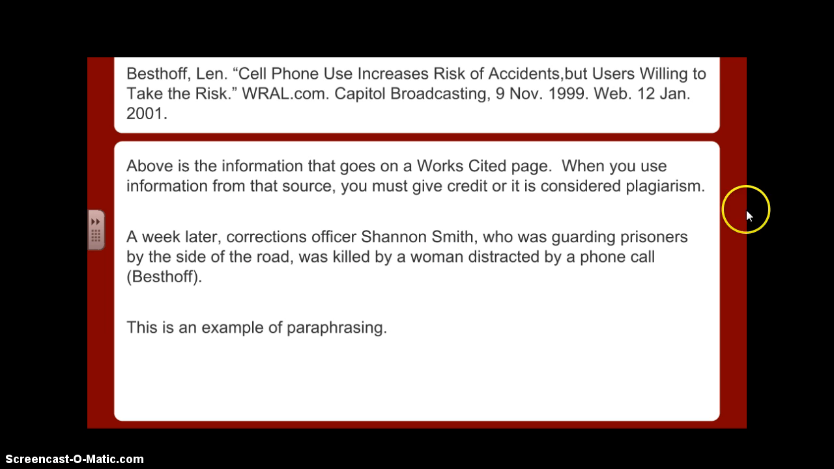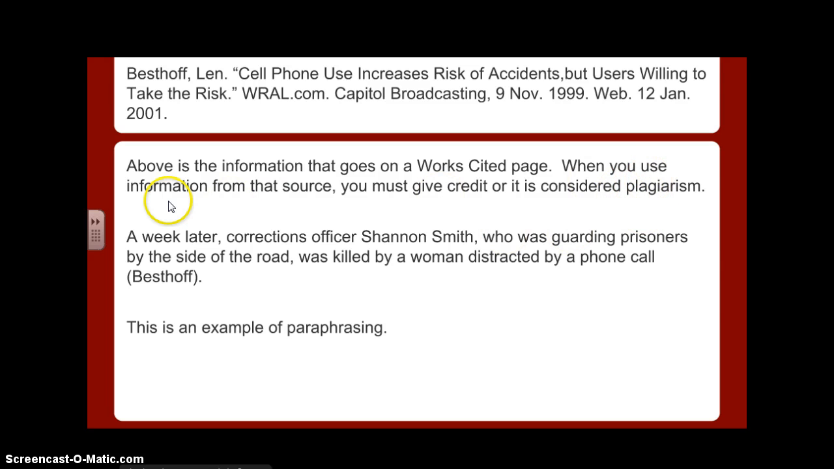Okay, so first, this is the information up here that you would have on your works cited page. What's incorrect about it is that this should be double spaced, and then these two lines would be indented in. But I just needed to squish it there, so whatever. Again, above is the information that goes on a works cited page. Those are the places, the books, the magazines, the journals, the websites, the information you get your information from. You have to list that.